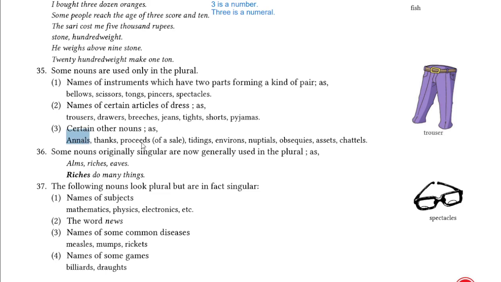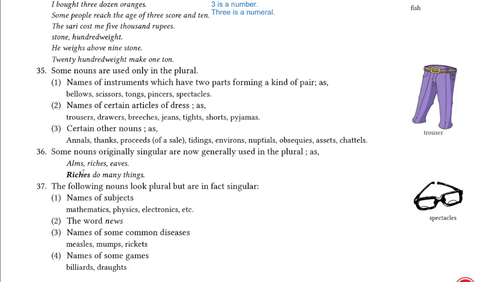Annals, thanks, proceeds, tidings, environs, nuptials, obsequies, assets, and chattels. You can check their meaning in the dictionary. These are nouns in the plural form. They don't have any singular form. So they are always used in the plural form.